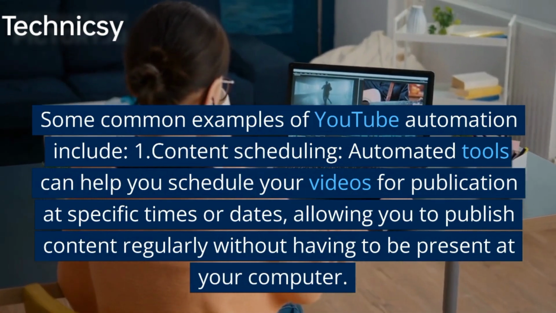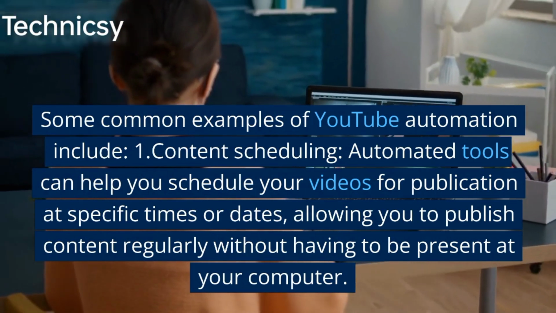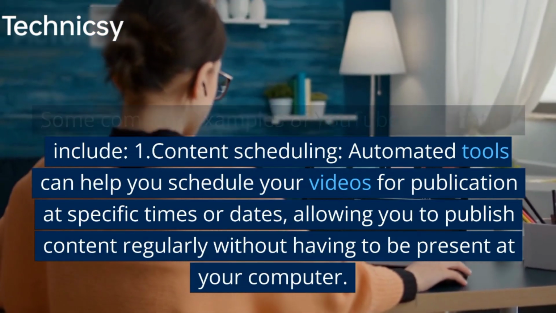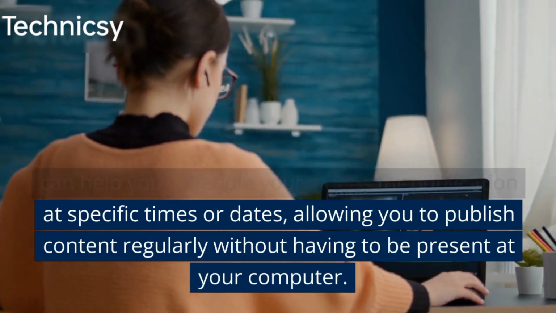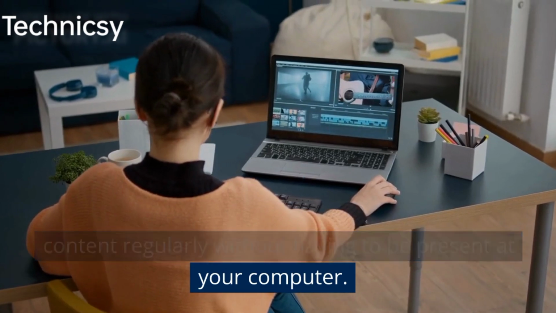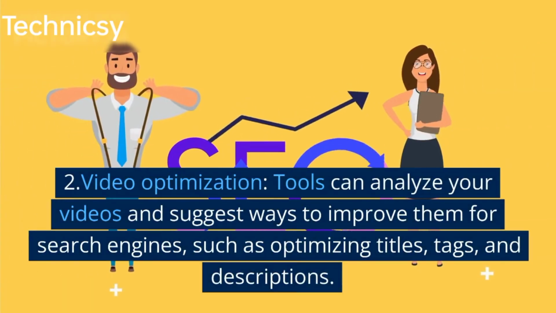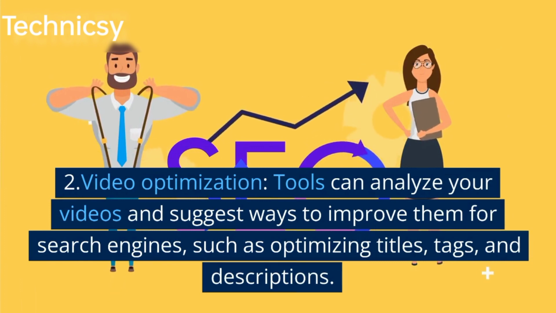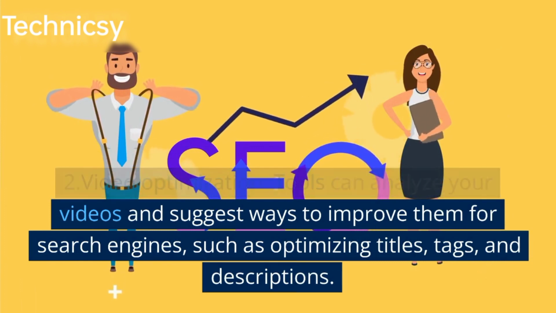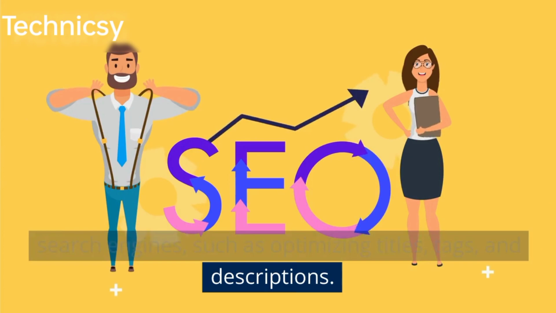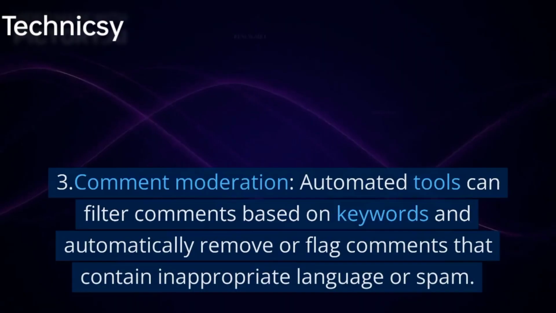1. Content scheduling. Automated tools can help you schedule your videos for publication at specific times or dates, allowing you to publish content regularly without having to be present at your computer. 2. Video optimization. Tools can analyze your videos and suggest ways to improve them for search engines, such as optimizing titles, tags, and descriptions.